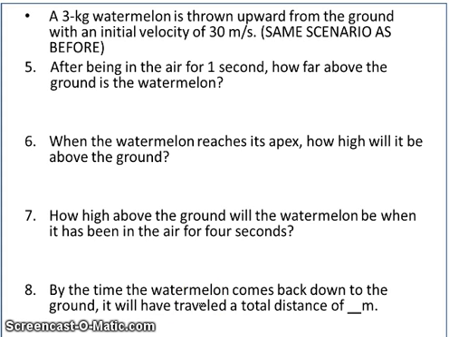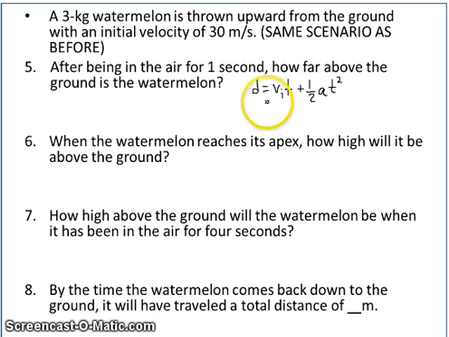Now, a couple of different questions. What are you going to do differently when it asks you things about the distance? Well, we have a different equation for distance. It's this one that says D equals VI times T plus 1/2 AT squared. Now that's the equation that involves distance. How far above the ground? That sounds like a distance to me. The time is 1 second. The initial velocity is still 30.